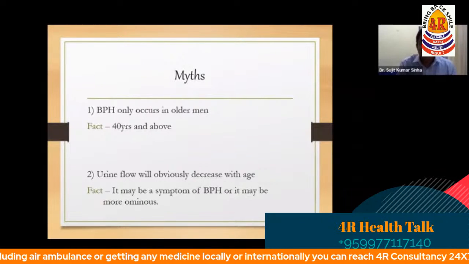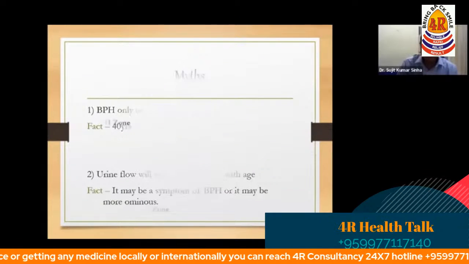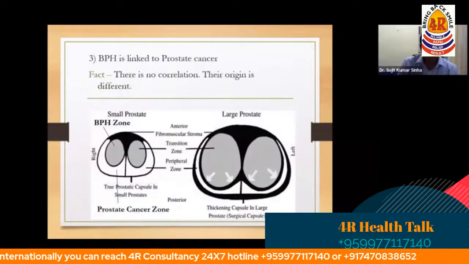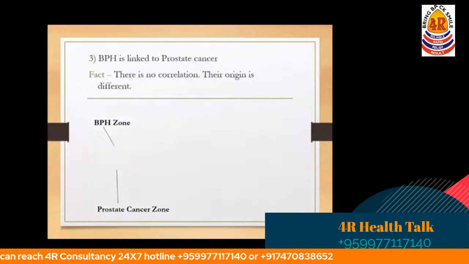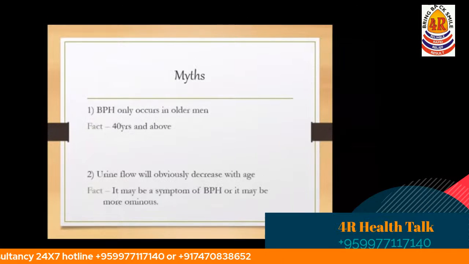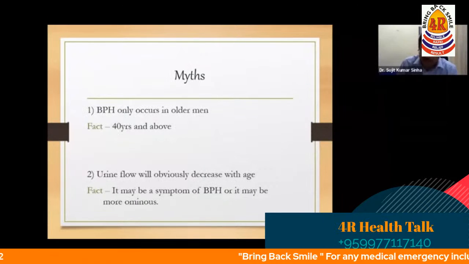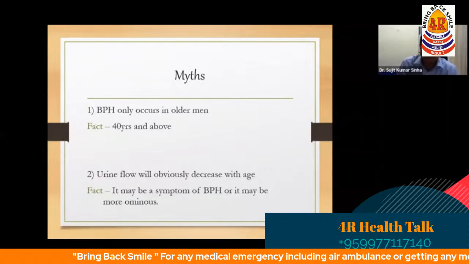Okay. So next, the urine flow will obviously decrease with age. That is another myth. It is not so. If it is decreasing, that means the prostate is causing a problem. It is obstructing the flow. So you need to come.